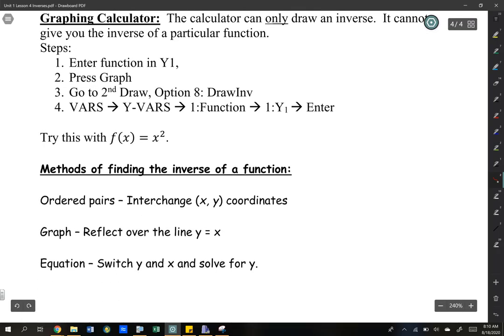All right, so just to recap here, methods of finding the inverse of a function. Ordered pairs, you're going to interchange the x and the y coordinates. For a graph, you're going to reflect over the line y equals x. And if you're going to do it algebraically, you switch y and x and you solve for y.